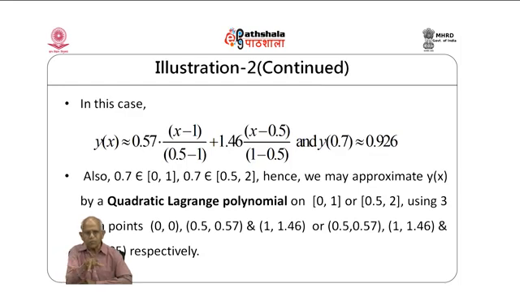Again we can observe that 0.7 also lies in the interval 0 to 1 and 0.5 to 2. Now, in both these intervals we have three data values given to us, at 0, 0.5 and 1 in one case, and in the other case we have got 0.5, 1 and 2. So, there are three values everywhere, and hence we may approximate y(x) by a quadratic, that is second degree Lagrange polynomial, on the interval 0 to 1 as well as on the interval 0.5 to 2, using in the first case three data points 0, 0.5, 0.57, 1, 1.46, and in the second case we will be using points 0.5, 0.57, 1, 1.46 and 2, 5.05 respectively.